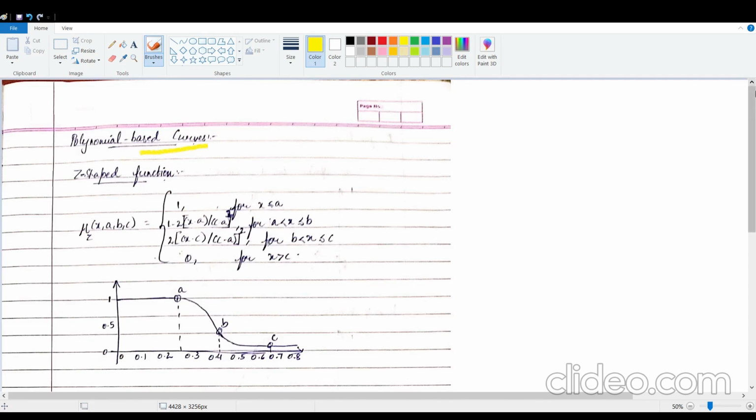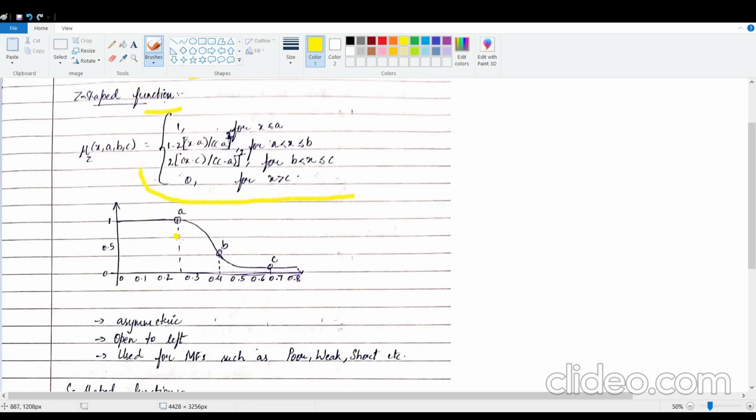The next category of membership functions are called polynomial based curves. The first subsection under this is called a Z-shaped function. The definition of it is given over here. It clearly has 3 parameters in it, a, b and c, and you can take a minute to try to figure out what is happening in this curve.